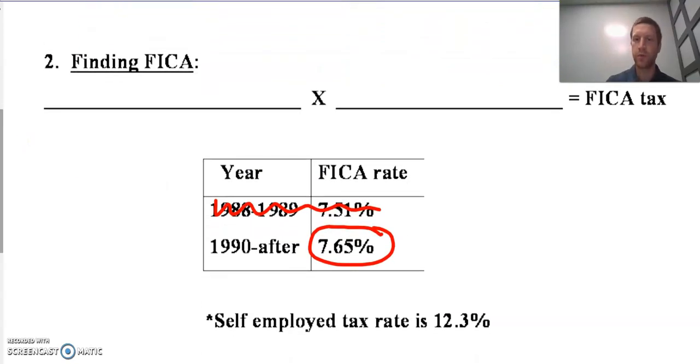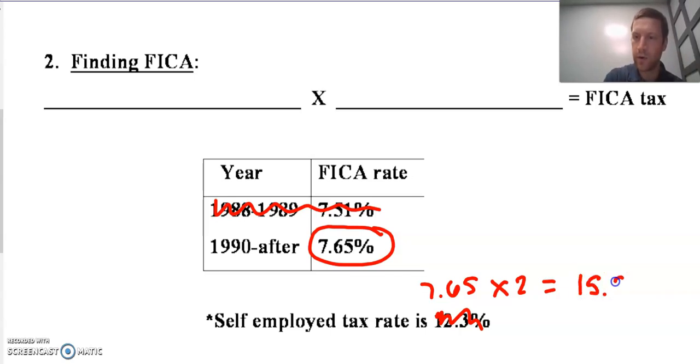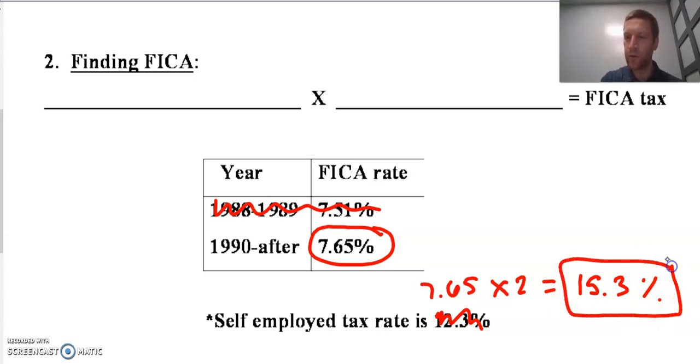And the self-employed rate that we're going to use is actually double, so it's 7.65 times 2, which should get us 15.3%. So in your assignments, it might give you different numbers. Let's just use this 15.3% for anybody that's self-employed and the 7.65% for anybody that's not self-employed.